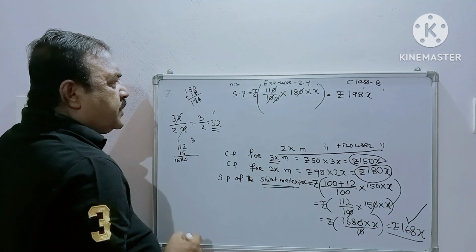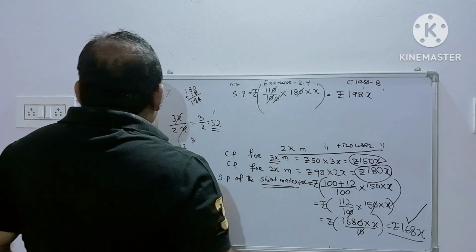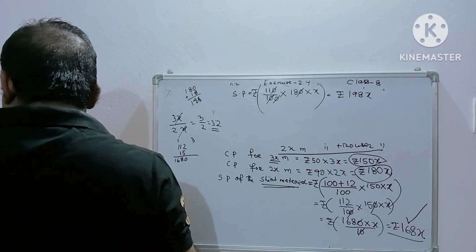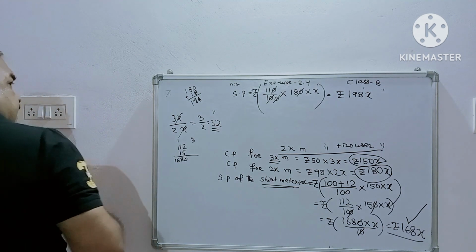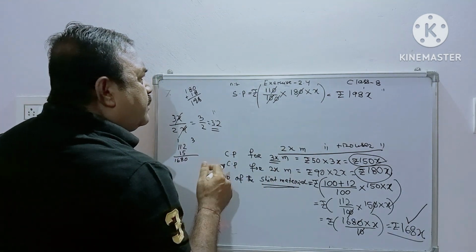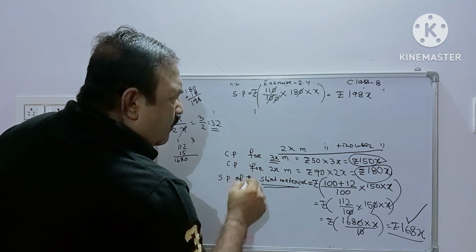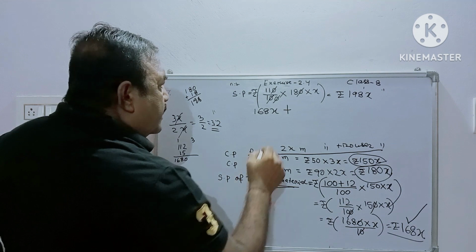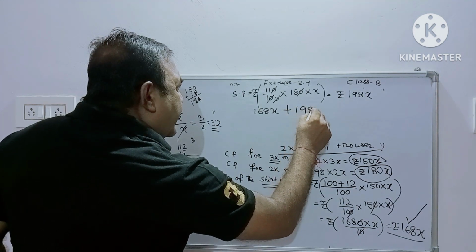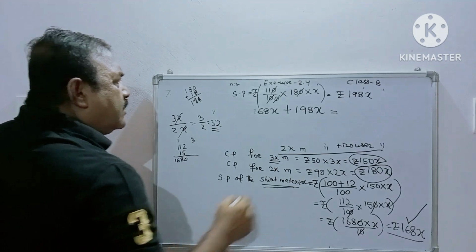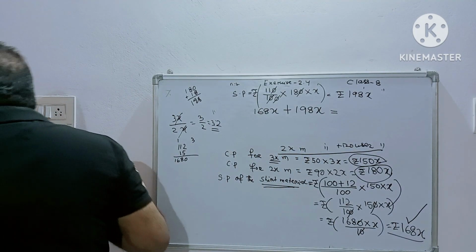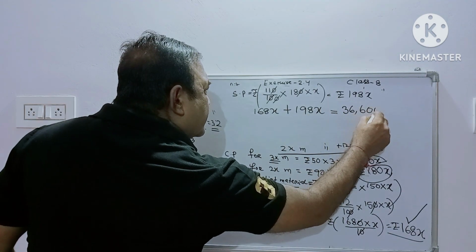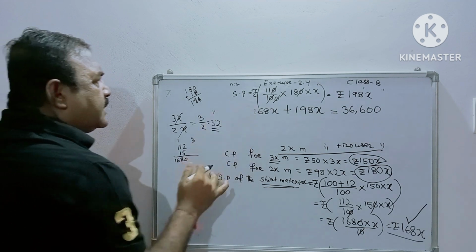So okay, so you see, already we have known the total selling price is given here, 36,600. So what is the equation here? 168x plus 198x is equal to 36,600. So from both sides the unit rupees we cancel.